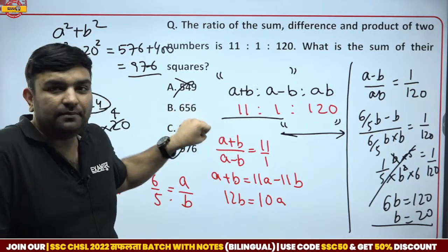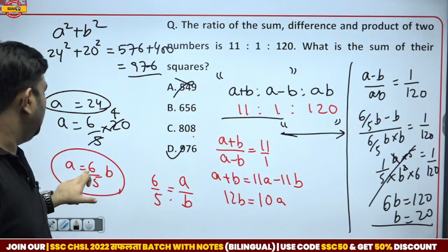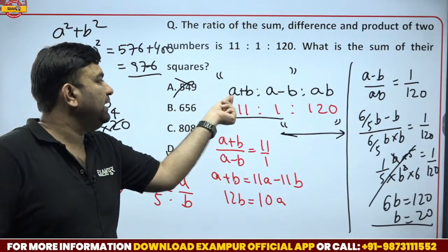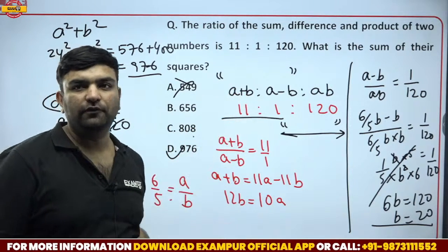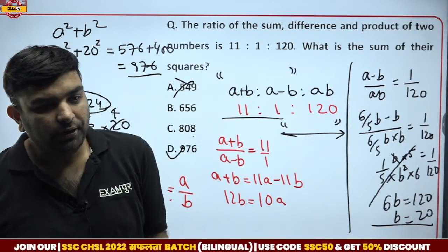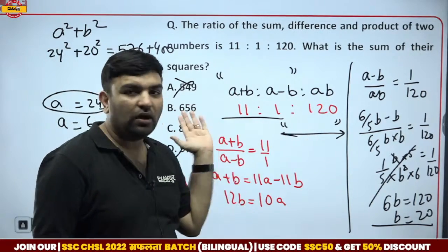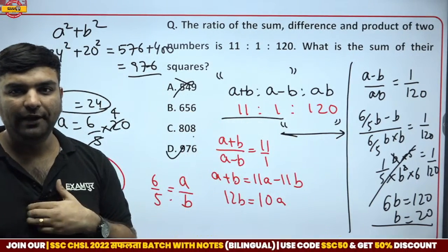You cannot pick something. Okay, A is 6 by 5 of B, so you can put A as 6 by 5 of B and find out the value from over here? No, that you can't do. You are not allowed to, because this is all in the ratios. These are not exact values.